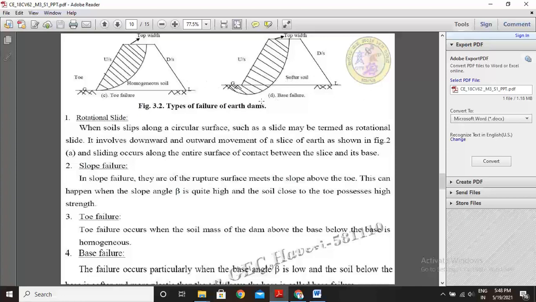See, this is the base failure. So this is the base point. The slope fails from the base towards the top width. So this is called base failure.